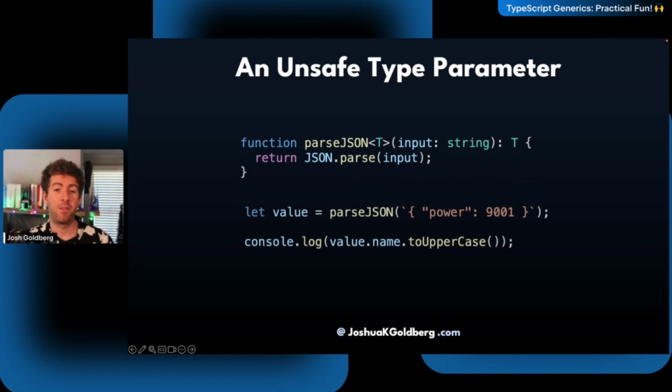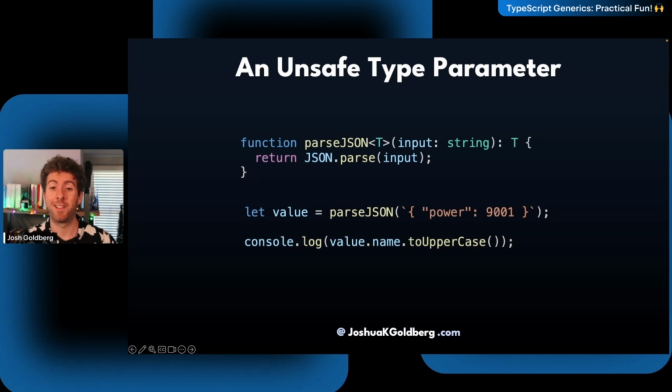And as an example, if you pass in some JSON that doesn't match what you thought it would, and then do console.log, whatever, some property that doesn't exist, that's going to crash at runtime with this toUpperCase. You violated the golden rule of generics. That's not good.